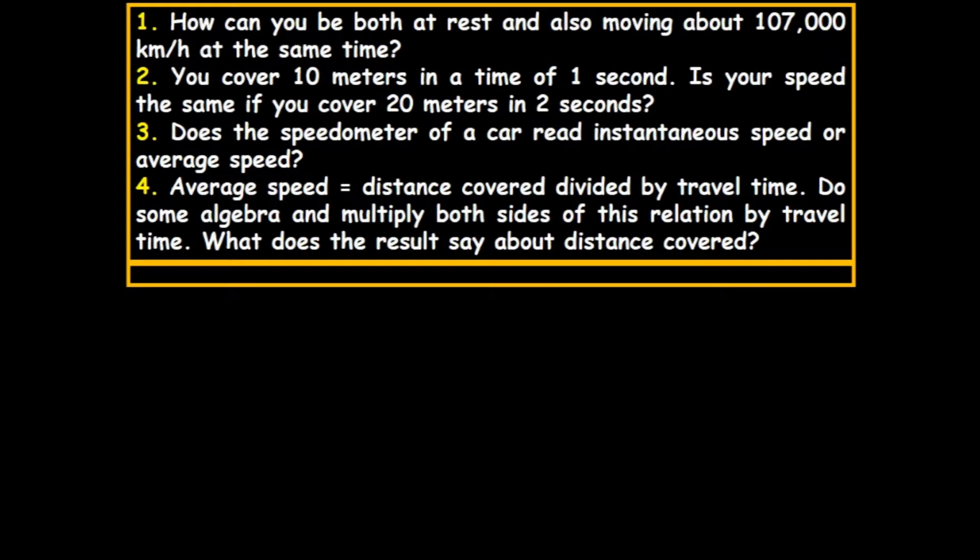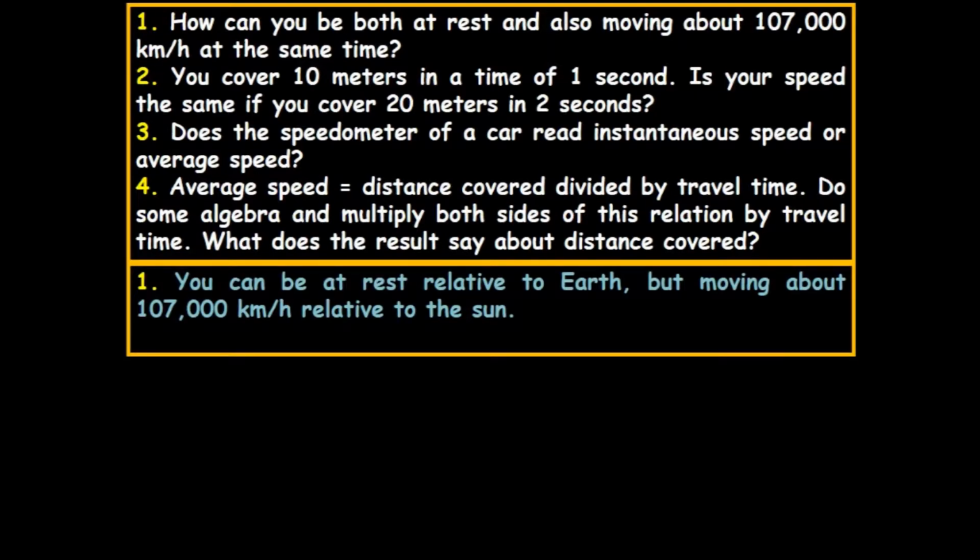How can you be both at rest and also moving about 107,000 kilometers per hour at the same time? When you answer the question, think relative motion. You can be at rest relative to Earth, but moving about 107,000 kilometers per hour relative to the sun.